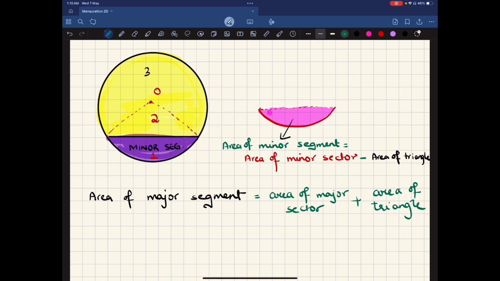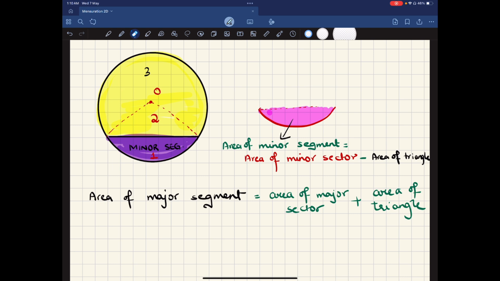Okay, and if they ask you to calculate the arc length, then that's simple using the same formula that we learned in calculating the arc length of major and minor sectors, right? Because look, the arc of the minor segment is basically the arc of the minor sector. And similarly, the arc of the major segment is also the arc of the major sector. So for segments, the only new thing that you have to learn is how to calculate the respective areas.